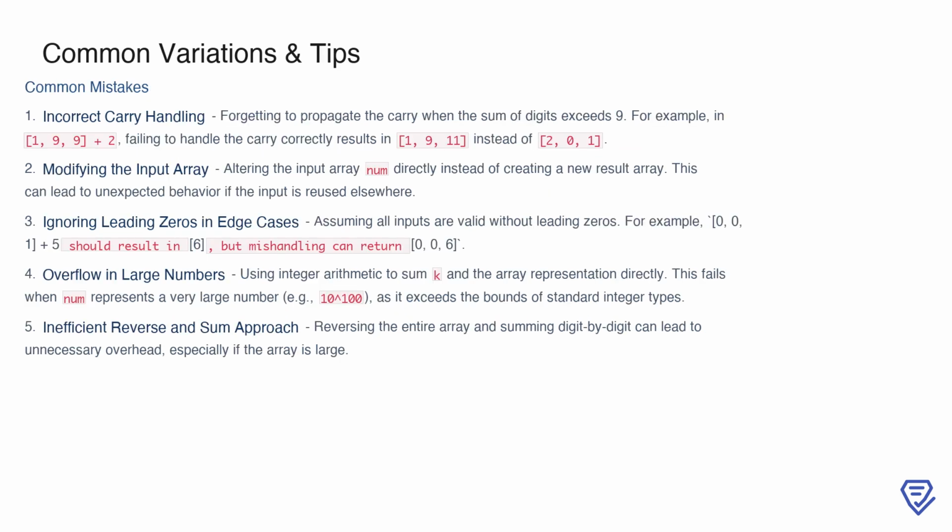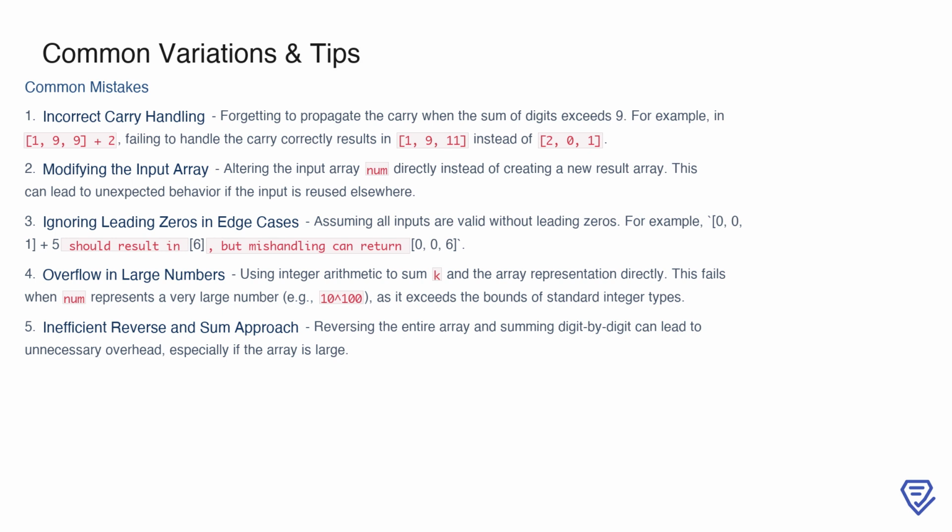When solving this problem, there are several common mistakes to watch out for. First, incorrect carry handling is a frequent issue. If you don't properly account for the carry when a sum exceeds 9, the result will be incorrect. For example, adding 2 to the array 1, 9, 9 might produce 1, 9, 11 instead of the correct 2, 0, 1. Another mistake is directly modifying the input array number. This can lead to unexpected behavior if the array is needed elsewhere in the program. Additionally, edge cases involving leading zeros are often mishandled. For instance, adding 5 to 0, 0, 1 should result in 6, not 0, 0, 6.